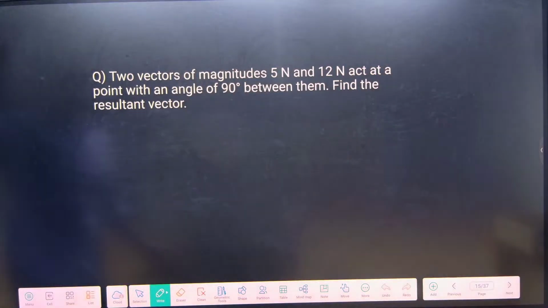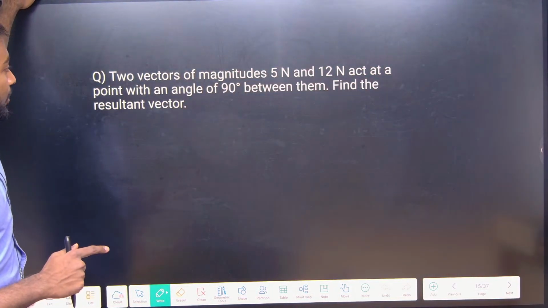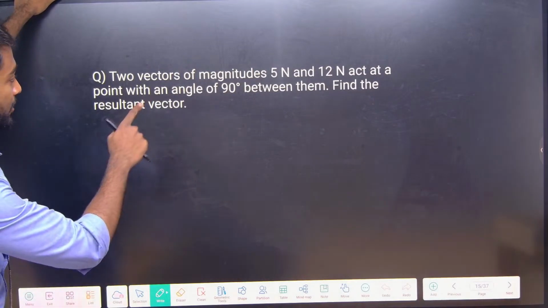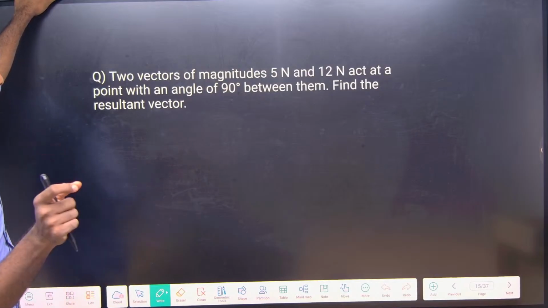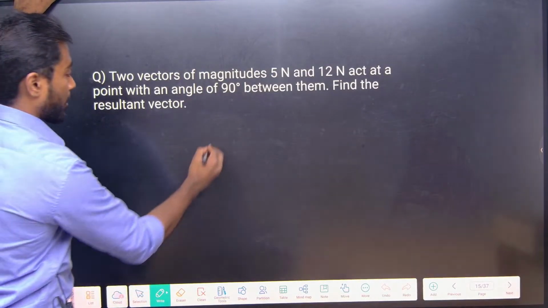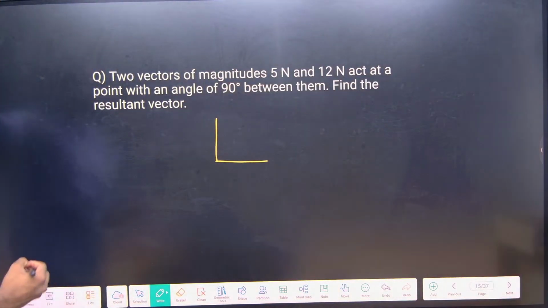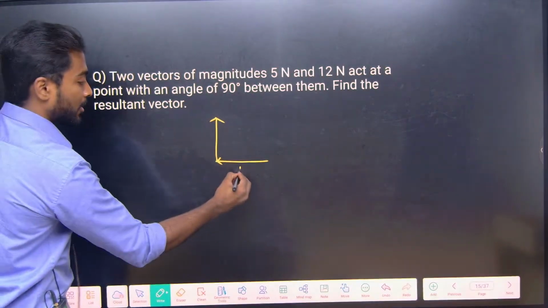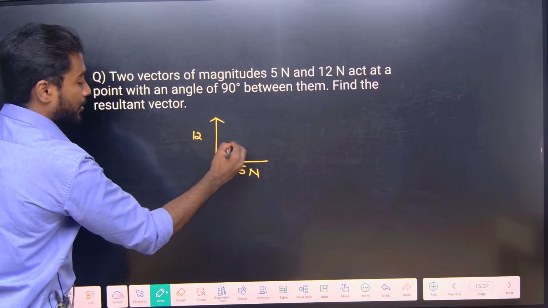The next question: two vectors of magnitude 5 units and 12 units act at a point with an angle of 90 degrees. Okay, fine. They have given it like this: one is acting like this, another one acting like this, which means 5 units and 12 units. Angle between them is 90 degrees.